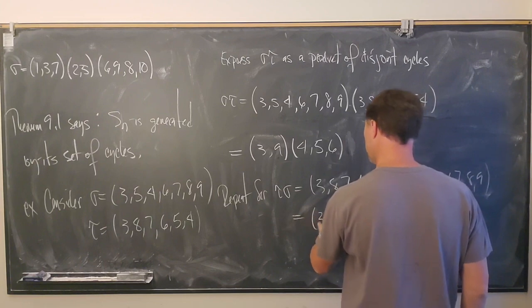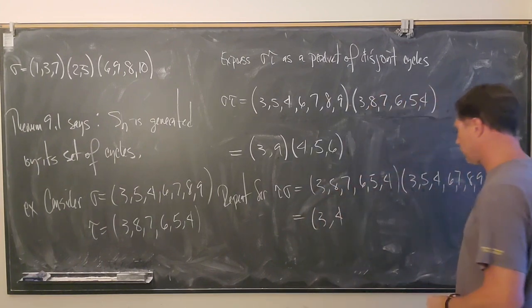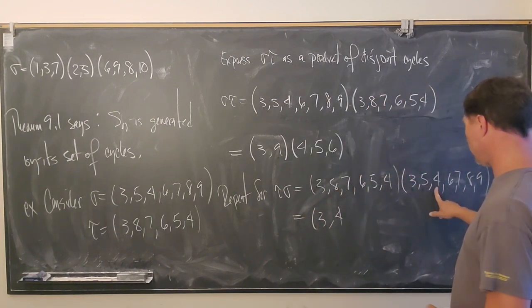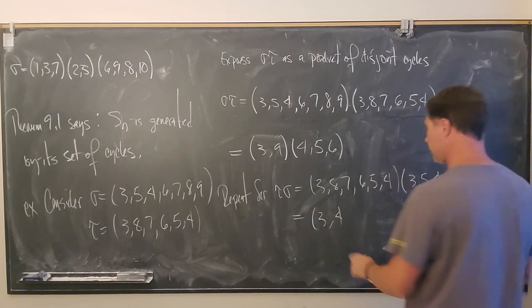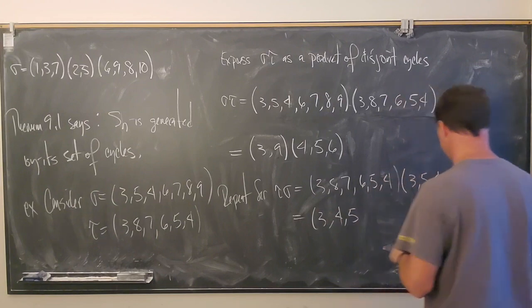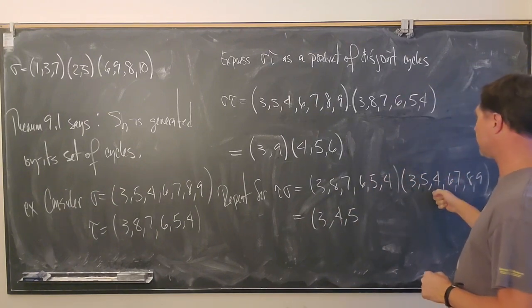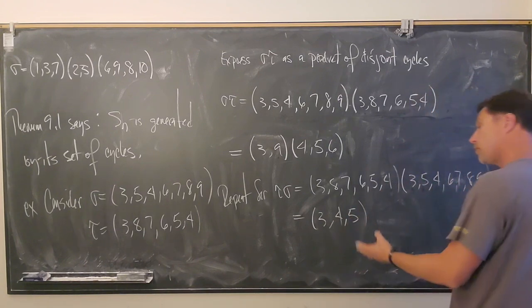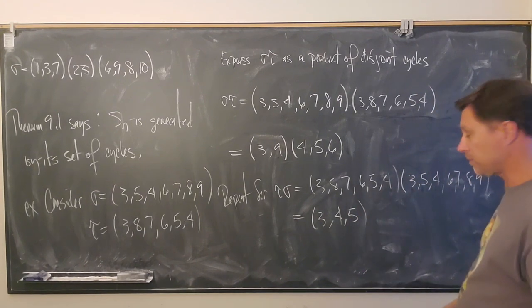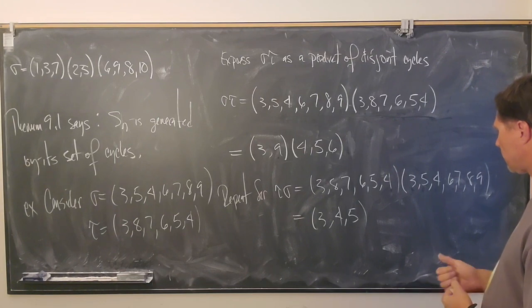So that means that 3 goes to 4. 4, I'm going to start over now. Where does 4 go? 4 goes to 6, which goes to 5. So 4 goes to 5. 5 goes to 4, which goes back to 3, so that closes it up. 3 goes to 4, which goes to 5, which goes to 3. Okay, so I've got 3, 4, 5.